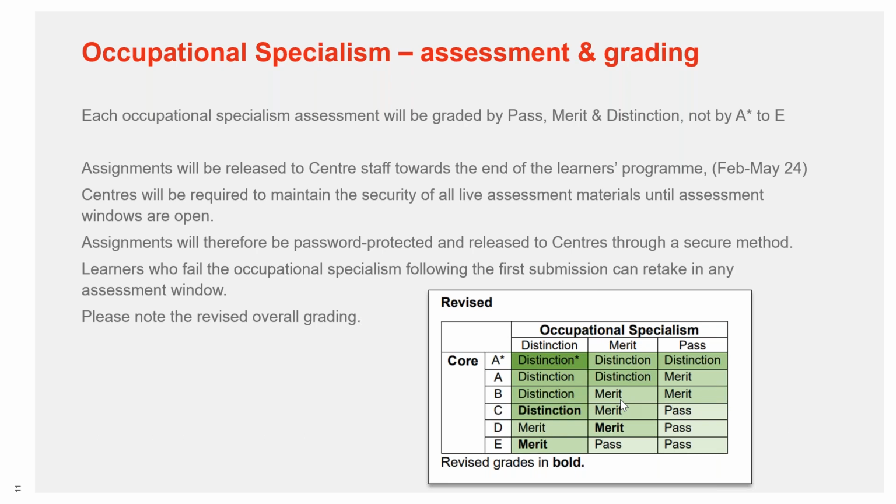Now, this is a revised table, and previously, if a learner got an E in the core, the maximum grade a learner could get was a pass across the bottom. This has changed, so where it's bold, these grades have actually changed and improved, so they've gone up. So if a learner now gets an E in core, but manages to get a distinction in the OS, it now means that they can get a merit rather than a pass. And if a learner gets a D in the core and a merit in the OS, that now means that they get a merit rather than a pass. And if a learner achieves a C in the core, but a distinction in the OS, that now means that they will get a distinction overall. So that is positive news. It does mean that if a learner doesn't necessarily do as well in the first year as the second, there is still an opportunity to get a decent grade.